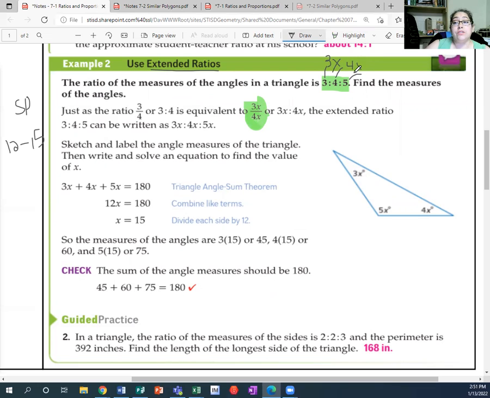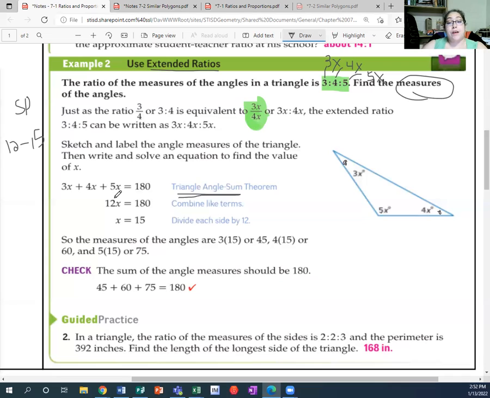And so if I think of each of these as that ratio number times some value x, I can then write an equation to help me solve for the measure of each angle. Because I'm being asked for the measures of the angles, I need to go to my triangle angle sum, where I remember that if I add the measures of all the angles, I would get to 180. A quick sketch of the situation allows me to see that I have an angle here and here and here, and that if I add them, 3x plus 4x plus 5x, I'd get to 180.